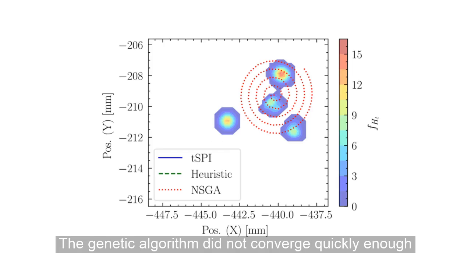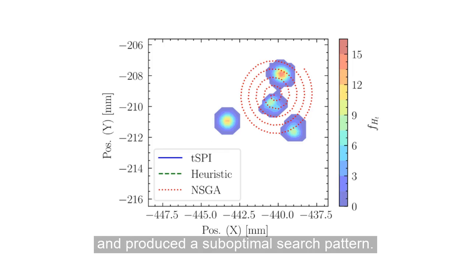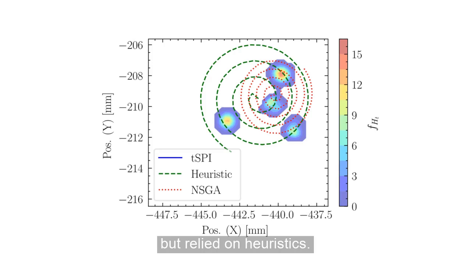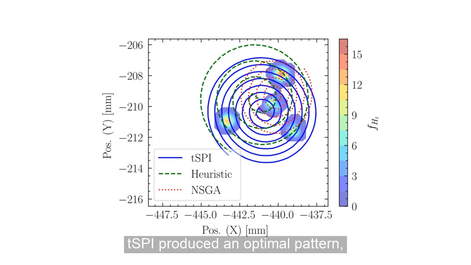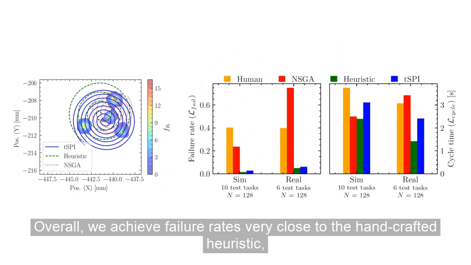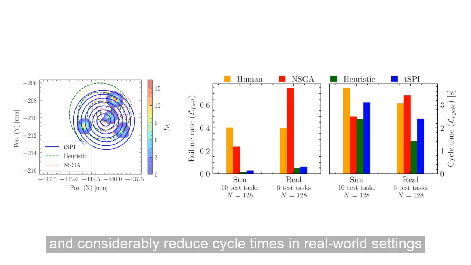The genetic algorithm did not converge quickly enough and produced a suboptimal search pattern. A handcrafted heuristic produced good patterns but relied on heuristics. TSBI produced an optimal pattern, covering the complete hole distribution while avoiding excess search in case of failure. Overall, we achieve failure rates very close to the handcrafted heuristic and considerably reduce cycle times in real-world settings compared to the naive and genetic algorithm baselines.